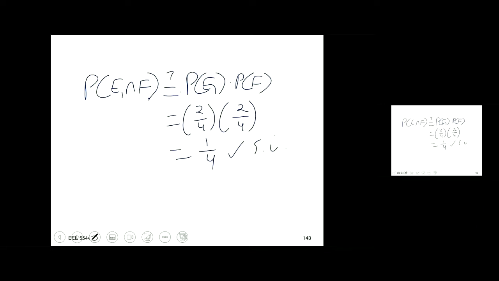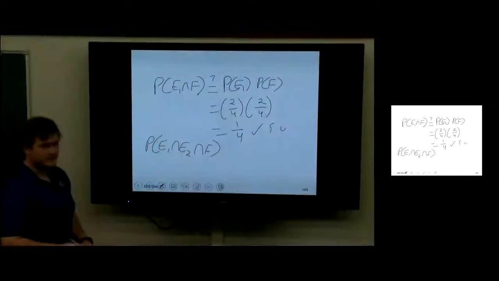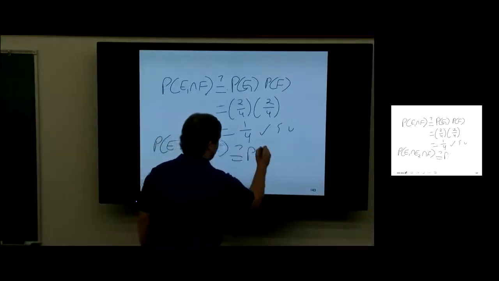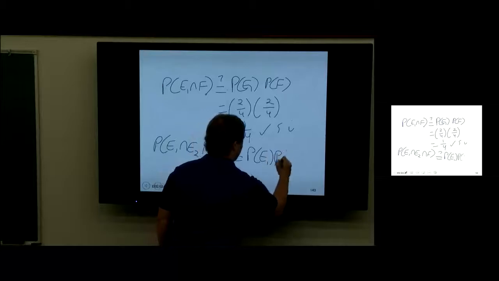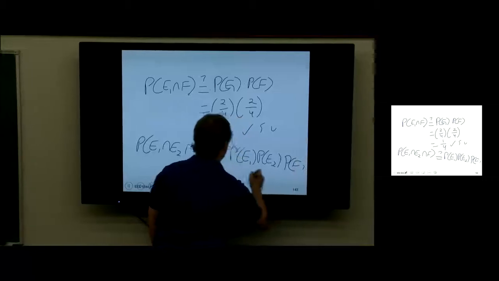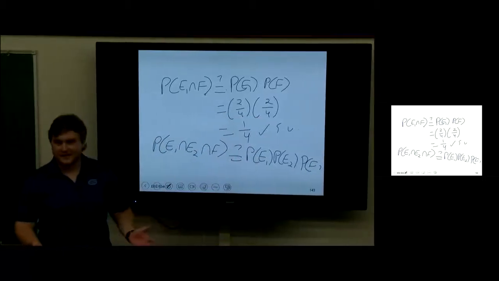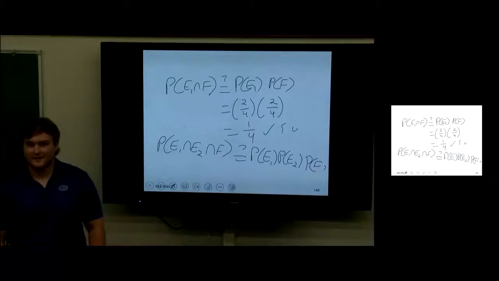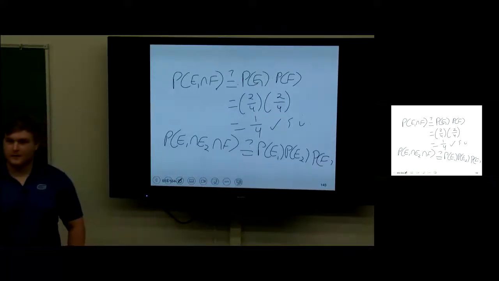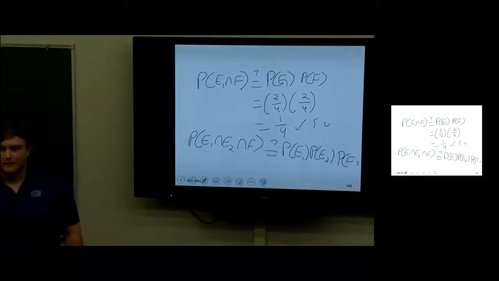And the same thing holds true for E2 and F. But how about the probability of E1 and E2 and F? Is that statistically independent? What do you think? Anybody have a guess? No. Why? Say again? F is dependent on both E1 and E2.